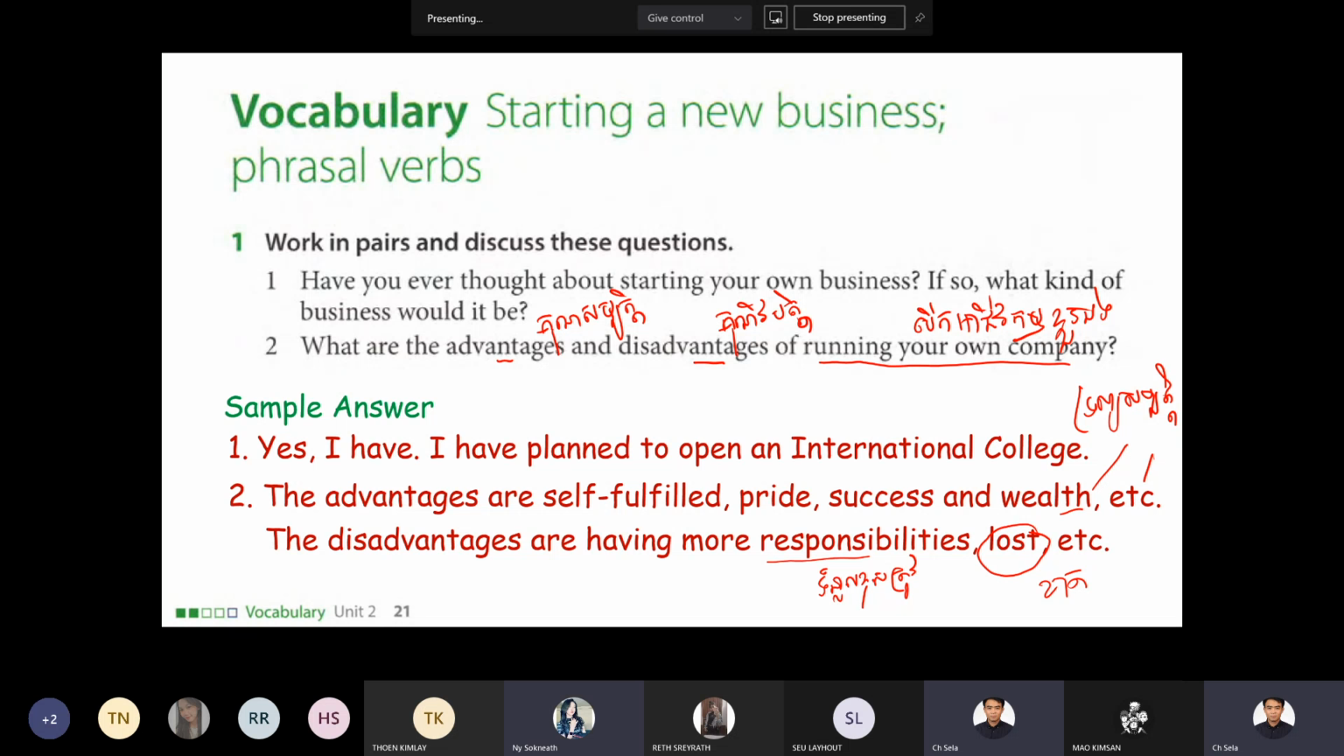What are the advantages and disadvantages of running your own company? The advantages are self-fulfillment, pride, success, wealth, and etc. The disadvantages are having more responsibilities, loss, and etc. Okay, thank you very much.